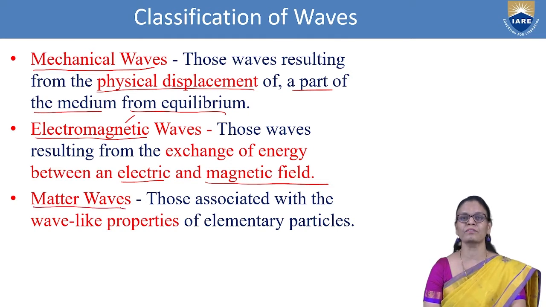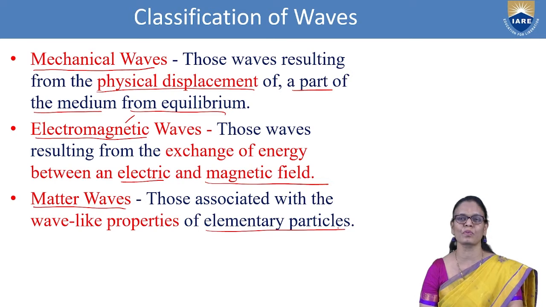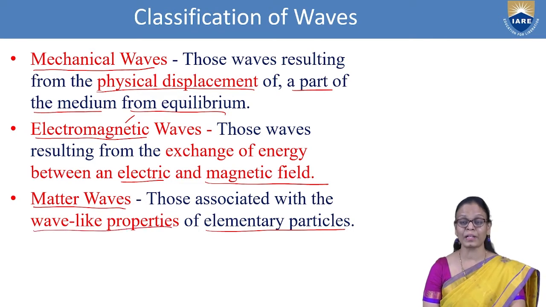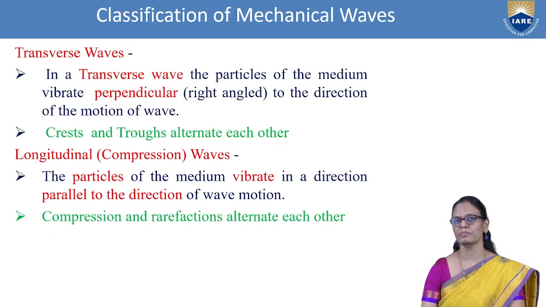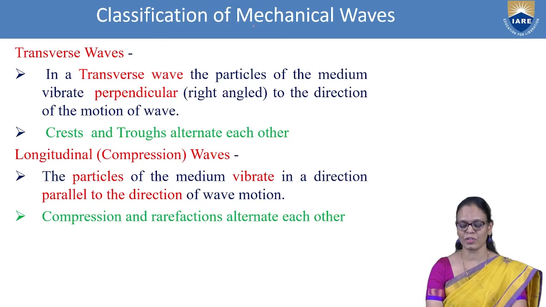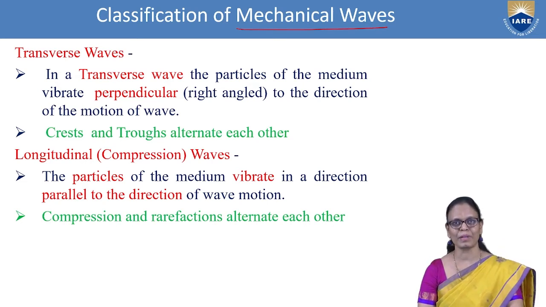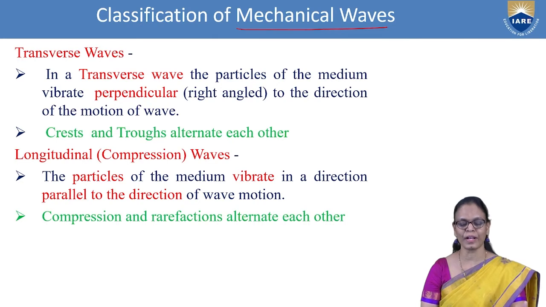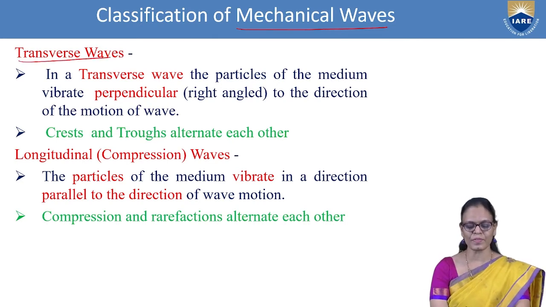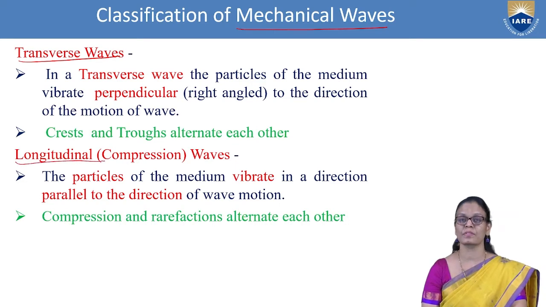Then the third kind we have is matter waves. Matter waves are associated with wave-like properties of elementary particles like electrons, protons. So whatever elementary particles we have, the wave-like properties of these elementary particles, we call them matter waves, and they are a different kind of waves. Now coming to the classification of mechanical waves. When we consider mechanical waves, where a part of the medium is vibrating, they are again classified into two: transverse waves and longitudinal waves.